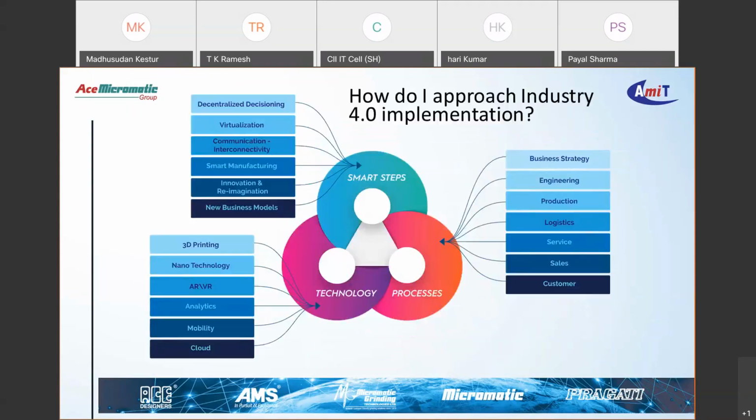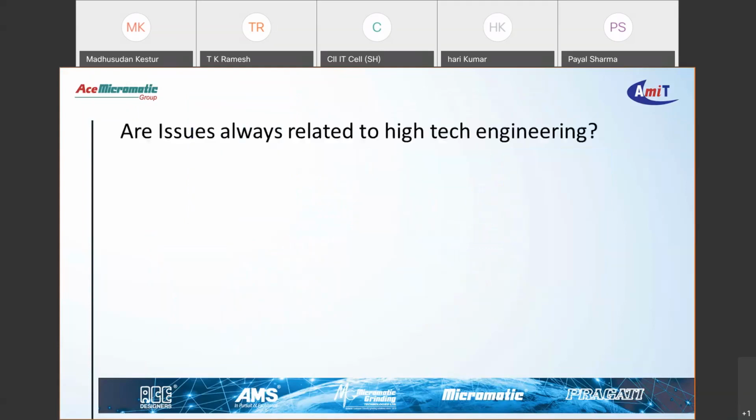So any I4 project can be looked at as an intersection of 3 axes. One is you select a process, example production. You would like to optimize production. What is a smart step that you take in that direction? It may be a decentralized decision making, for which you need data. And how would you get that data? You apply a technology component. So an intersection of your process, a smart step in that direction, and the technology component that goes into achieving that objective. This intersection forms the work for the Industry 4 project.